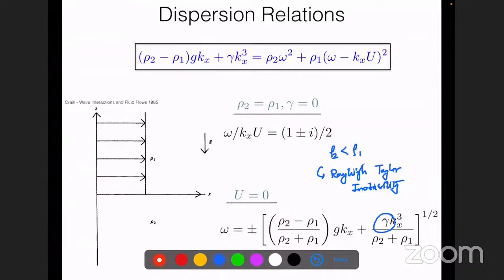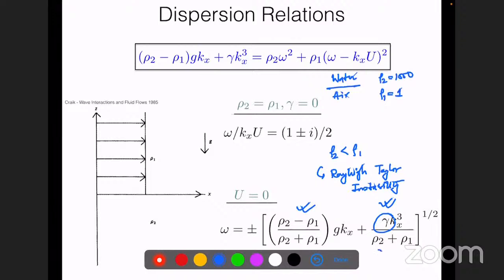Or you can ask the other question: how high should the value of kx be such that this term dominates over this term? So we can try to just calculate this. If you have water, I'll consider a setting of water over air. So rho 2 is 1000, rho 1 is 1. I want to find out at what value of kx.